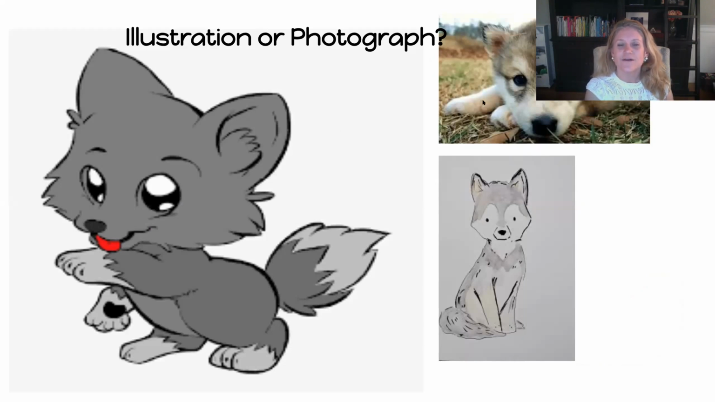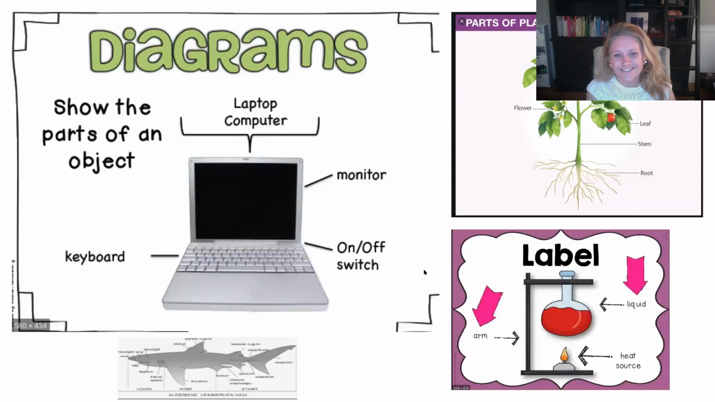Good job. What about this wolf pup up here? Is that an illustration or a photograph? That's right, it's a photograph. Good job. It's an actual wolf pup. And then what about this guy right here? You got it, that's an illustration because it's a drawing. Good job. We're going to move on to our next text feature.